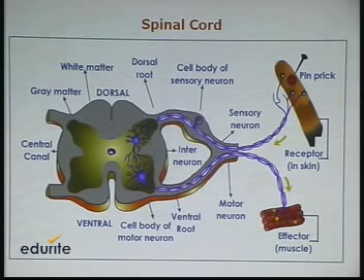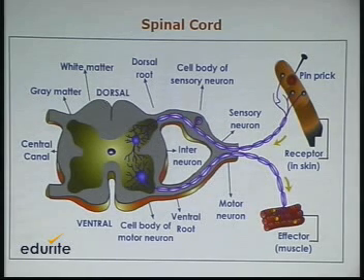It extends from the base of the brain, that is from the medulla oblongata, and it passes through the vertebral column. Now, in a section, you can find that here the white matter is towards the outside and the grey matter is inside, which is in contrast in a brain. In a brain, we find the grey matter is towards the outside and the white matter is towards the inside.